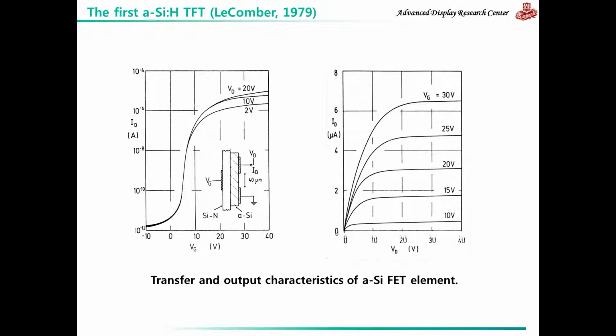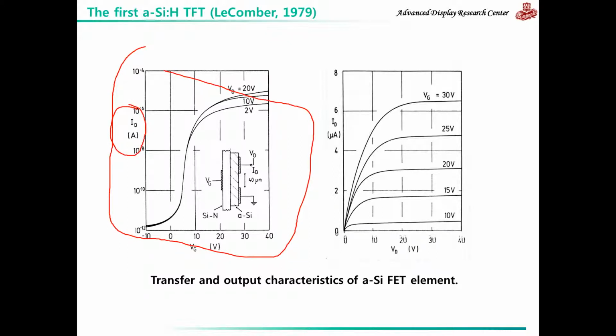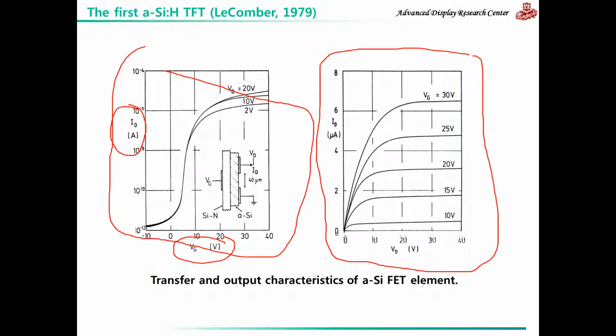The first amorphous silicon TFT was reported by Lecombe in 1979. On the left, we have the transfer characteristics, where the drain current is measured as a function of the gate voltage. And on the right, we have the output characteristics, where the drain current is measured as a function of drain voltage.